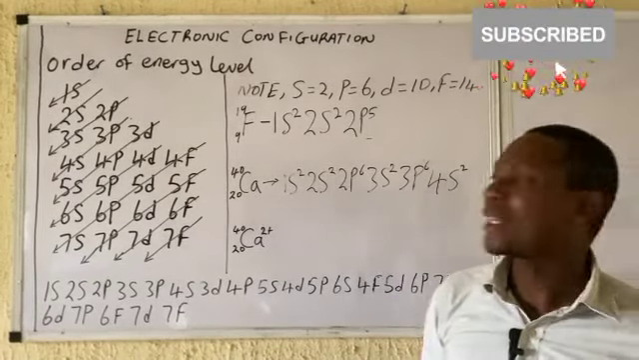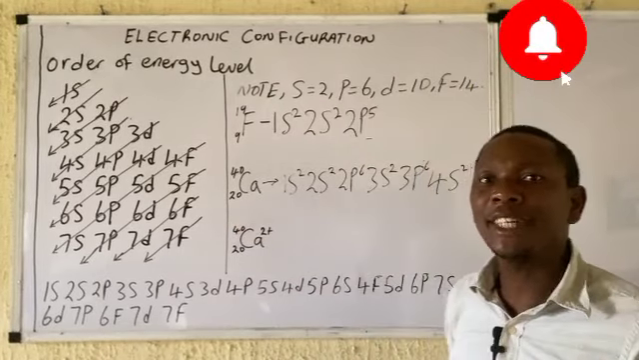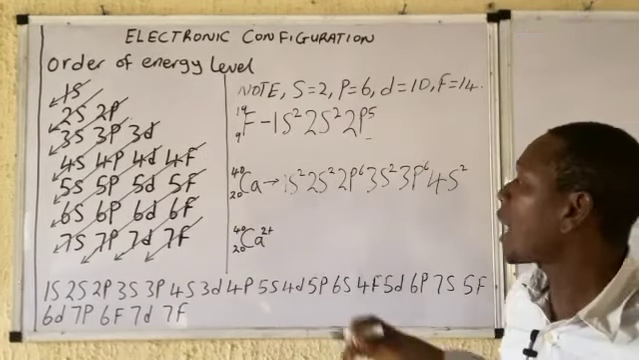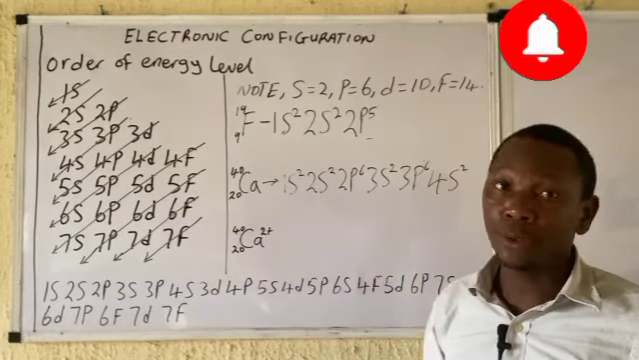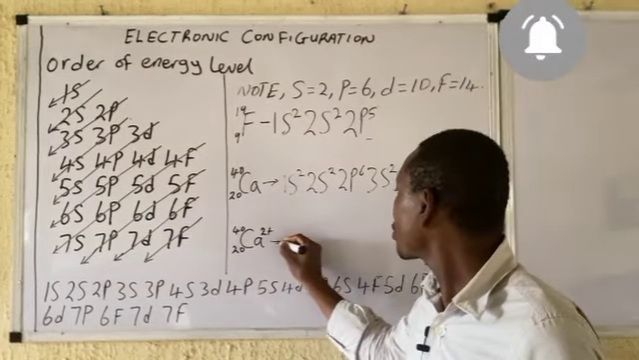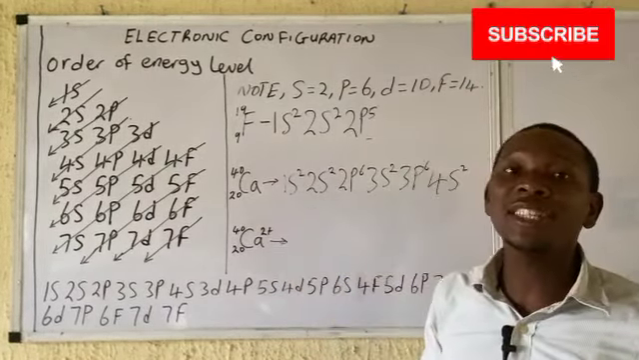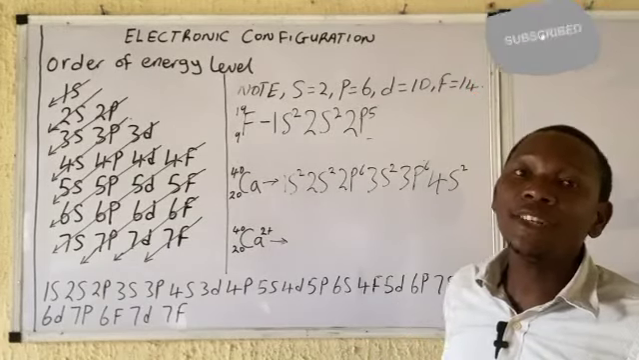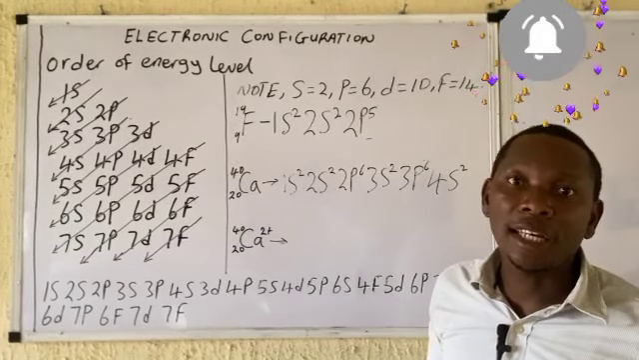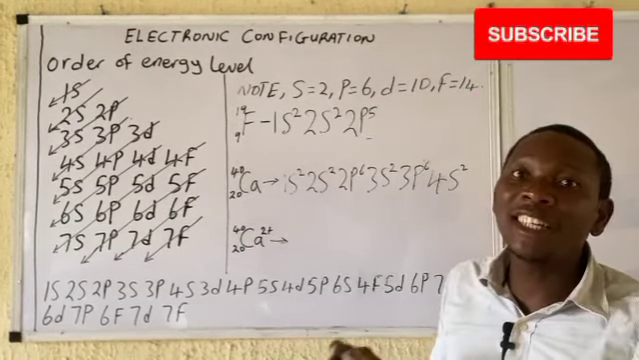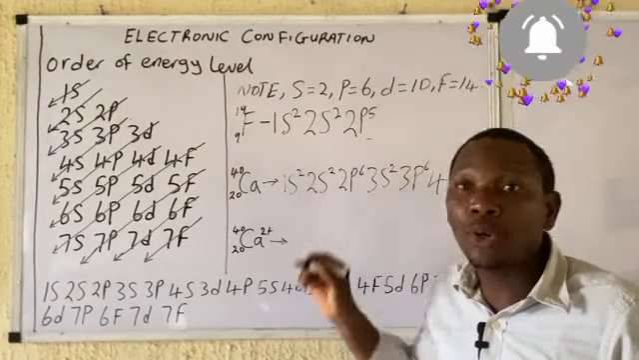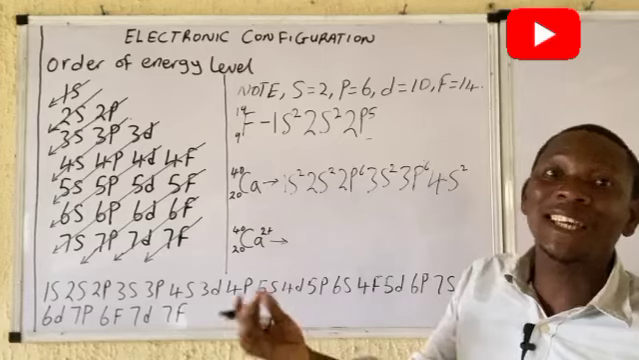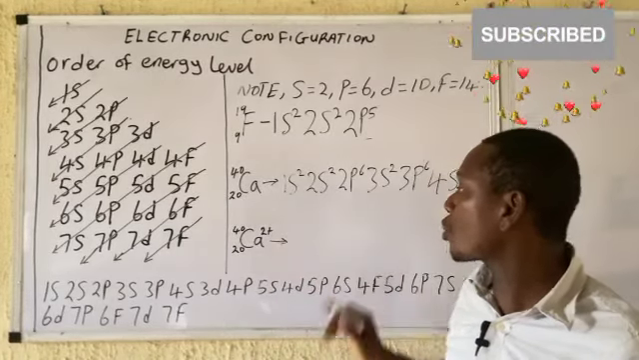Now, let's assume that with this same calcium, you are asked to write the electronic configuration of the calcium ion. This is 2 plus. This is the calcium ion. Now, it's very easy. Note that if it is 2 plus, it means it has lost 2 electrons. And if you are given any element and you see a negative value, maybe fluorine -1 or oxygen -2, it means it has gained electrons. So in this case, it has lost 2 electrons.